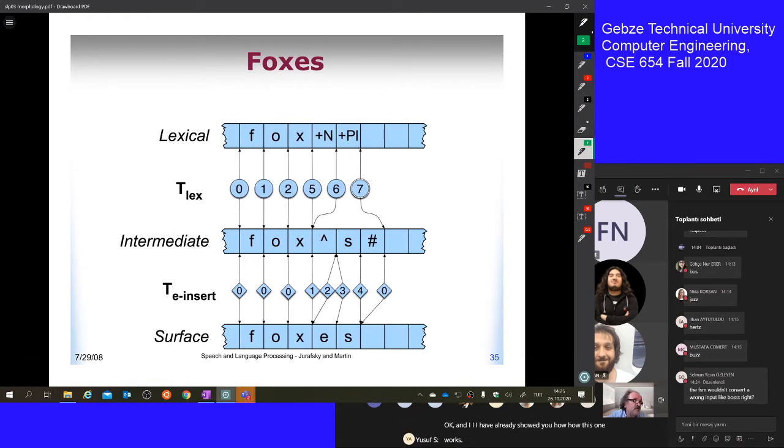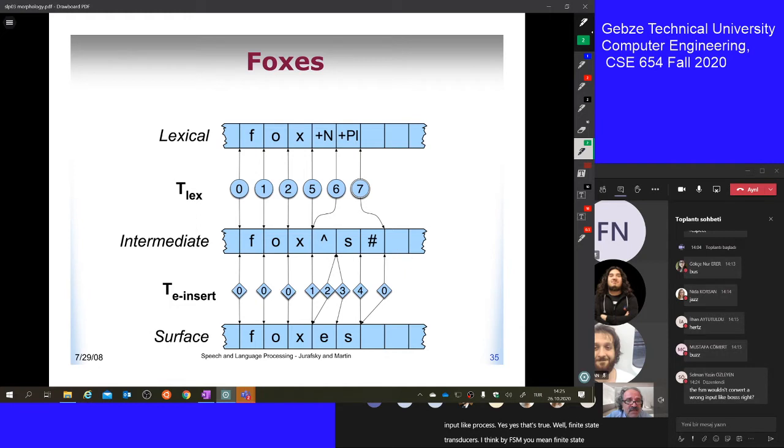Good. Any questions so far? Okay, Selman Yasin has a question. If finite state method FSM, what is this? Okay, wouldn't it convert the wrong input like passes? Yes, that's true. Well, I think by FSM you mean finite state transducers.